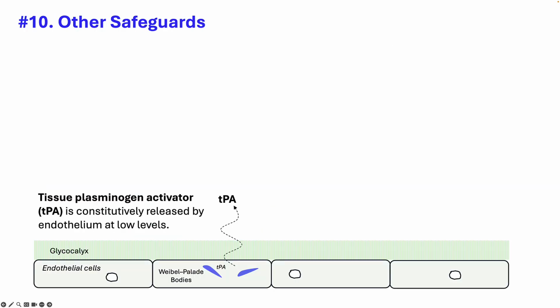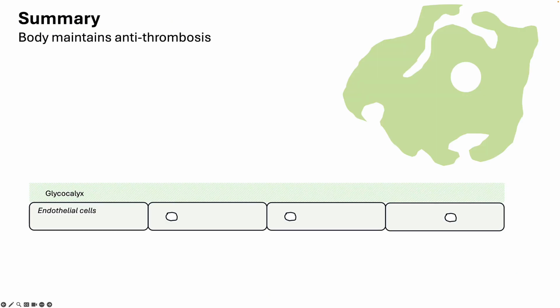The Weibel-Palade bodies in the endothelium also have tPA, so there is a slow release of tPA from these as well, similar to von Willebrand factor. The low level of tPA dissolves any accidental clots that are formed. So you can see there are many complex mechanisms which help the body maintain its antithrombotic tone.